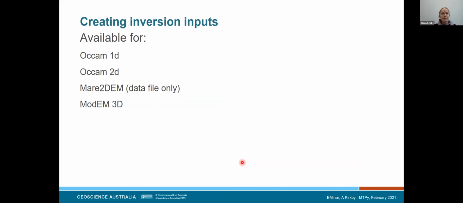Okay, so on to inversion inputs. As I mentioned, MTPy can create inputs for Occam 1D, Occam 2D, the data file for MARE 2D. We haven't tackled the mesh yet. The mesh is a bit more complicated. And ModEM 3D. We've got quite a few functions to create inputs for and deal with outputs from ModEM. I'm going to show you Occam 1D and I'll show you ModEM 3D. But again, if you're interested in the other ones, then just check out the examples.